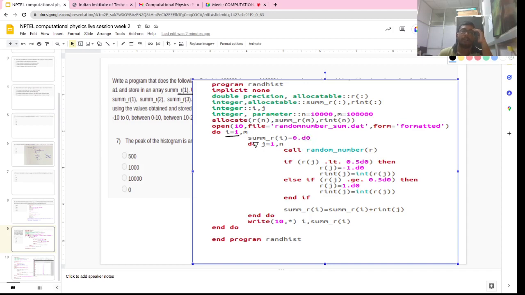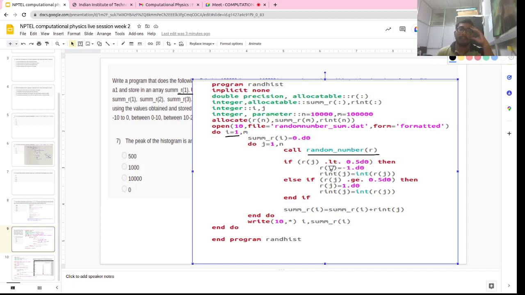And then it does a do j equals 1 to n. That means for a particular value of I, it is taking j from 1 to n, and then it is calling random number r, which is a given subroutine in Fortran, and it will generate the values of r. Since it is asking for integer random numbers which will have only two values, minus 1 and plus 1, I did it this way: if r1 is less than 0.5, then I will define that rj to be minus 1.